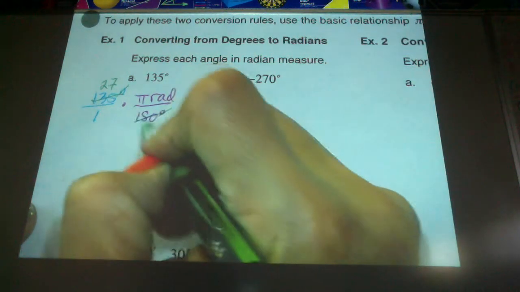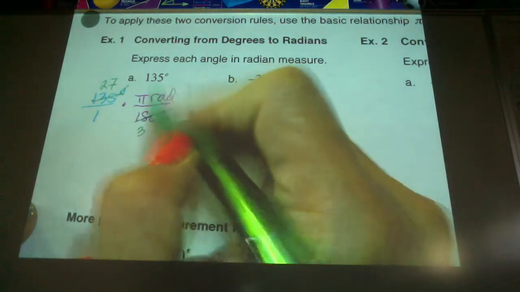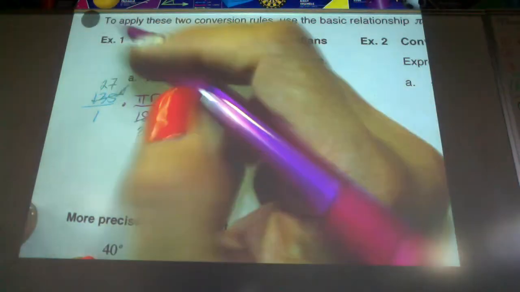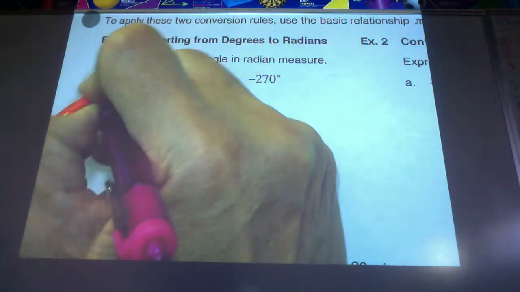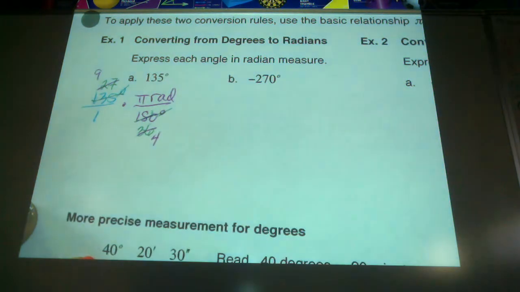5 goes into 18 how many times? 3 times with 3 left over, and 5 goes into 30? 6 times. So what divides into 27 and 36? What do they have in common? They have a 9 in common, right? 9 goes in here 3 times, and 9 goes in here 4 times.